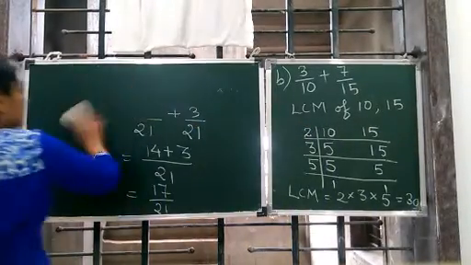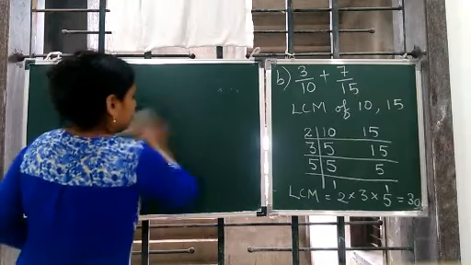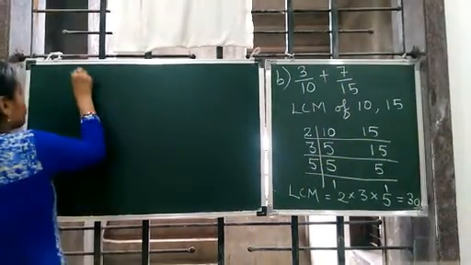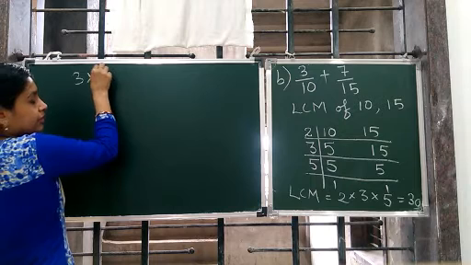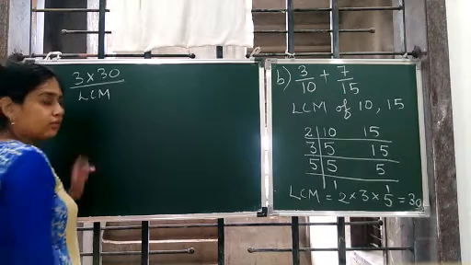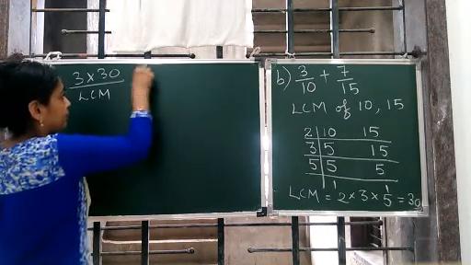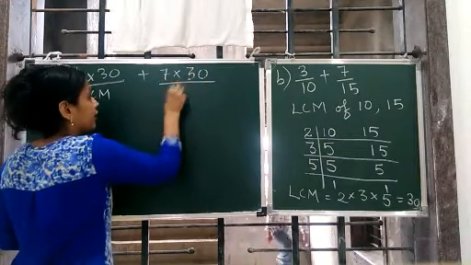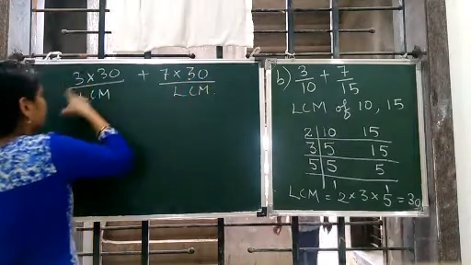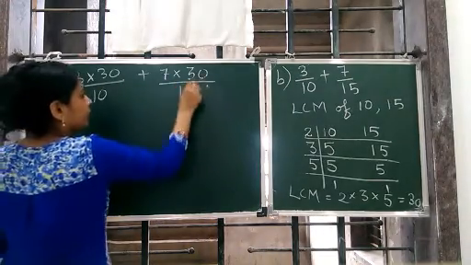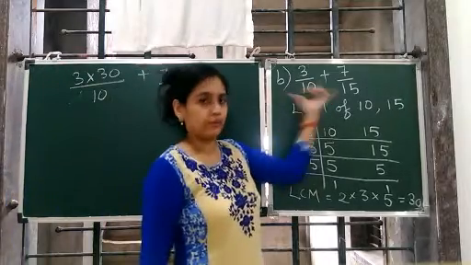So now what to do? What is the next step, children? The next step is to multiply this LCM to each numerator. So 3 into, what is your LCM? 30 upon LCM. And here also 7 into 30 upon LCM. Not LCM, right now we write 10 and 15. We are writing this question right now.